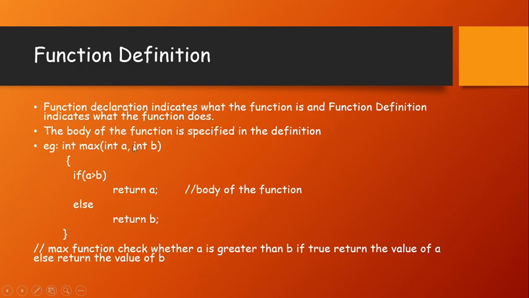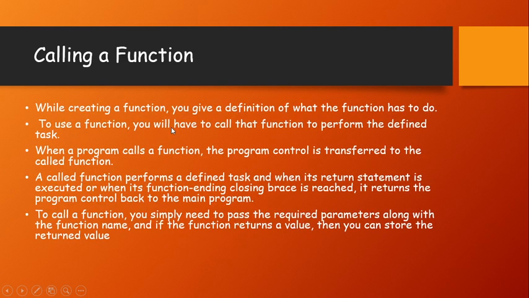So here, for example, the max function is there. We have written a body here: what the function should do. That's the definition. The declaration is to indicate to the compiler that, okay, this is a function and this is the job of that function. But the actual thing will be defined in the definition part. Okay. So the max function checks whether a is greater than b. If true, return the value of a, else return the value of b. So this is the max function. So that is a definition. It will be clear, I think. Declaration means we are just declaring what the function is. In the definition part, we are specifying what the function does.